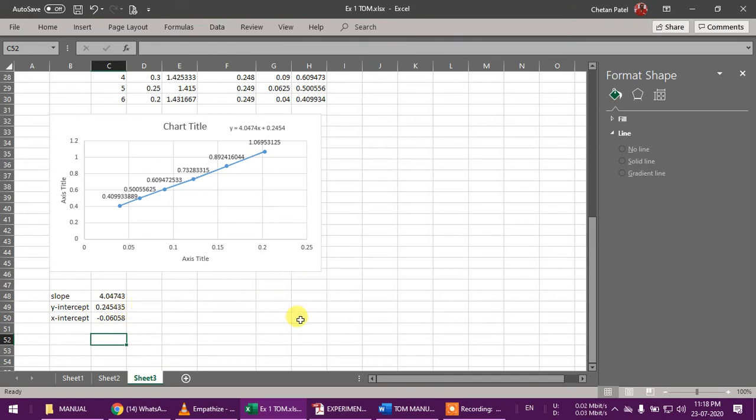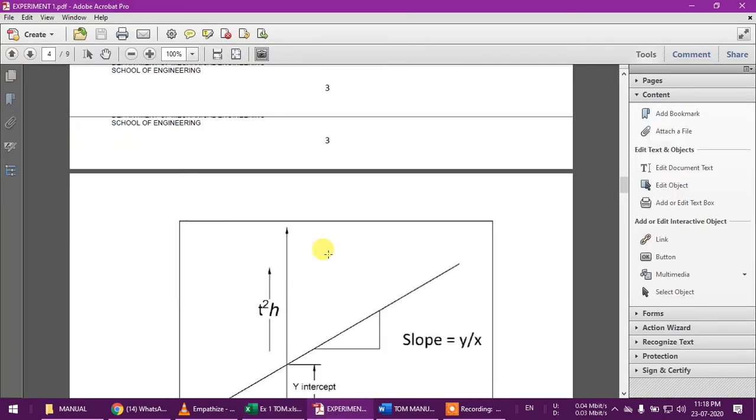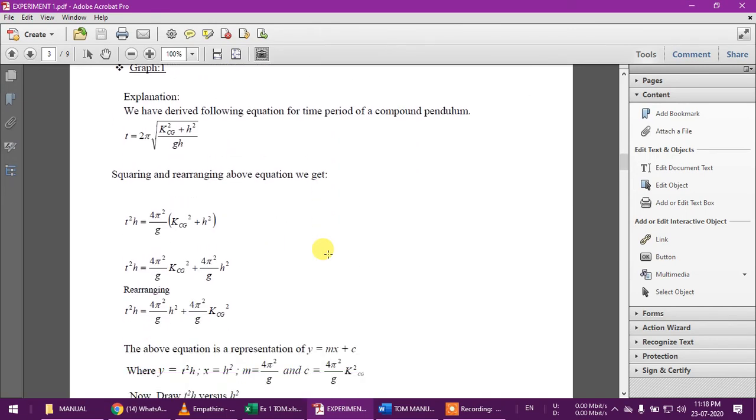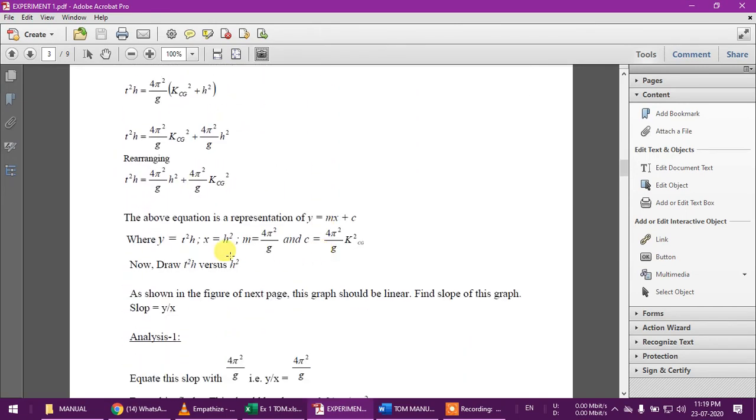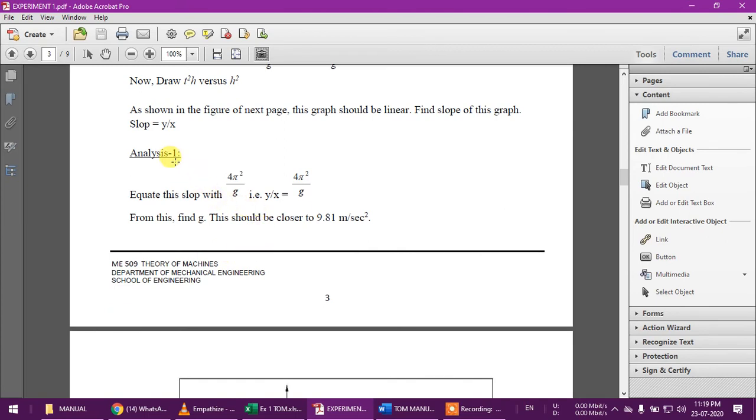Okay, now further analysis. As per our analysis, what we need to do, we need to find the slope, and here analysis 1 says that this slope should be equal to 4 pi square divided by g. So y by x should have this much value. Means from this slope you can find the value of g, which should be nearer to 9.81. It will not be exactly, because there will be some human error.